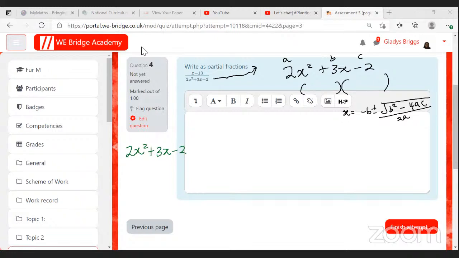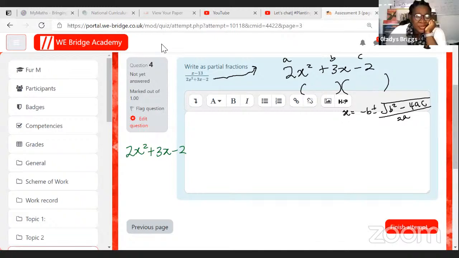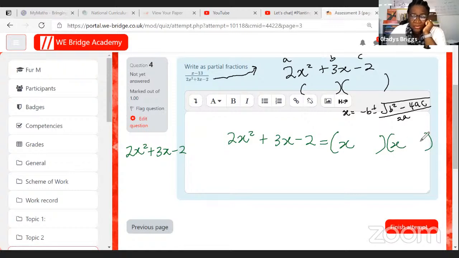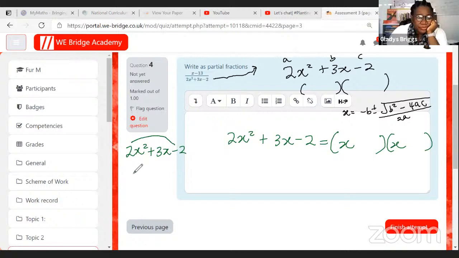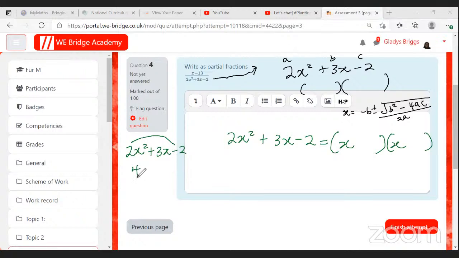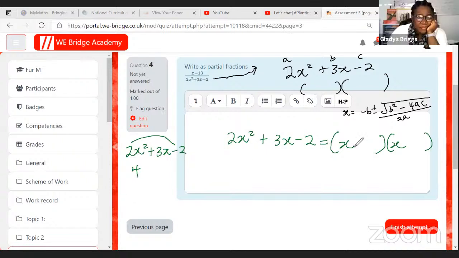What again, miss? I want you to write this one, 2x squared plus 3x minus 2, is equal to x plus this or x plus that, or x minus this, x plus that, whatever you want to put here. But that's going to be a fraction. Is it? Yes, I got 15 over 2.